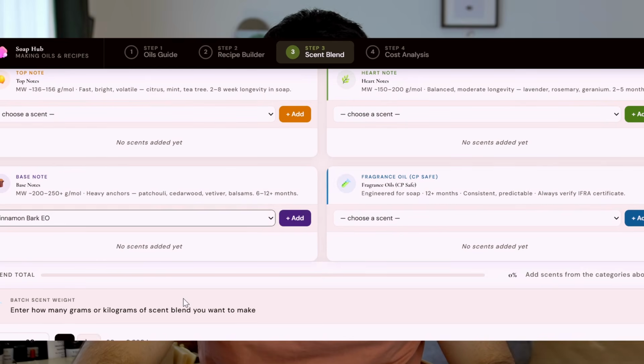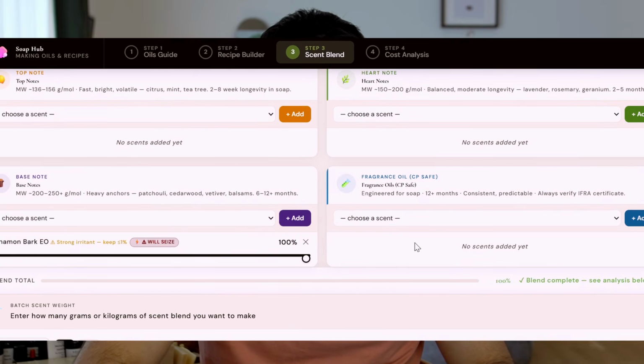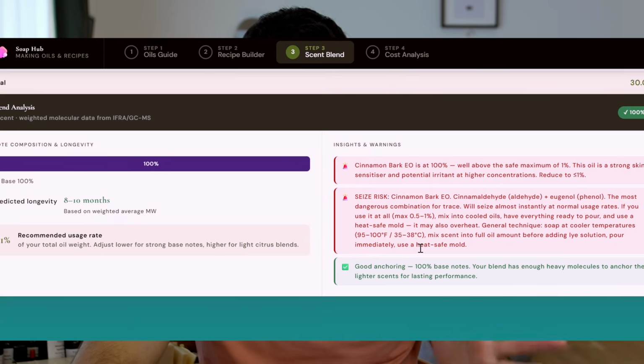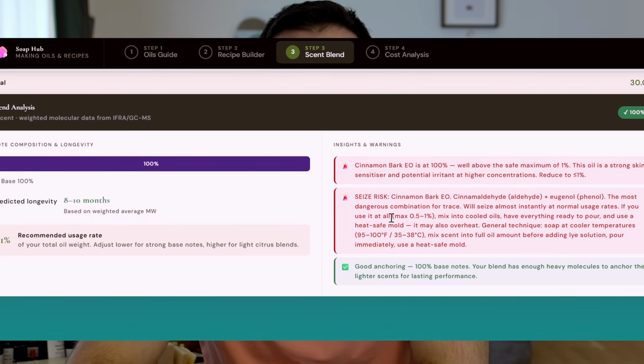For example, if I use cinnamon bark essential oil and go 100% of that, I will get all the warnings here. It's high risk of seizing your batter, high risk of trace acceleration because it contains both eugenol and aldehyde. And the bad thing about cinnamon essential oil is that it's also very irritating for the skin. So you should always be very careful how much you use it because it can cause skin irritation. So basically these substances accelerate trace. They speed up the saponification reaction so that it happens so fast it leads to this unpleasant phenomenon called trace acceleration.